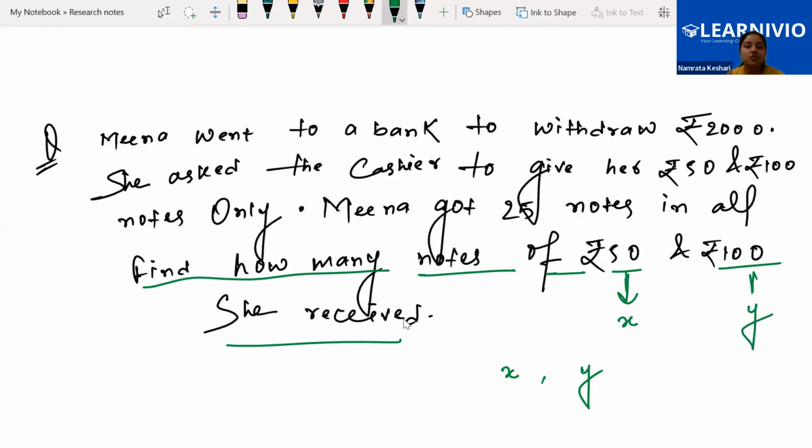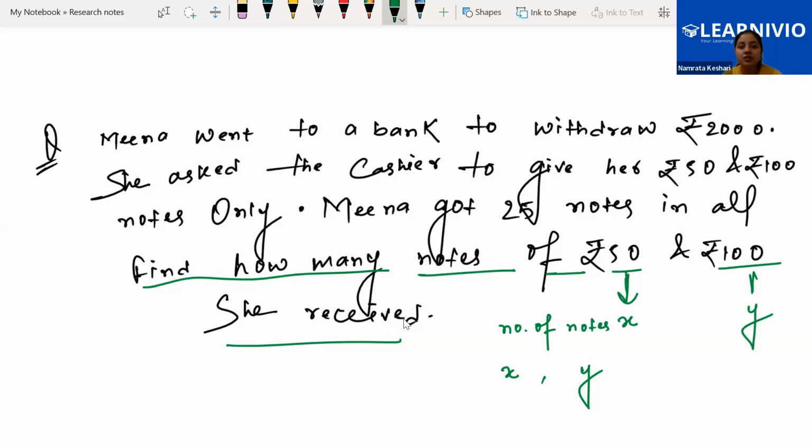There are Y notes which are of 100 rupees. Okay, these are the number of notes we are assuming. There are X notes which are of ₹50. There are Y notes which are of ₹100.